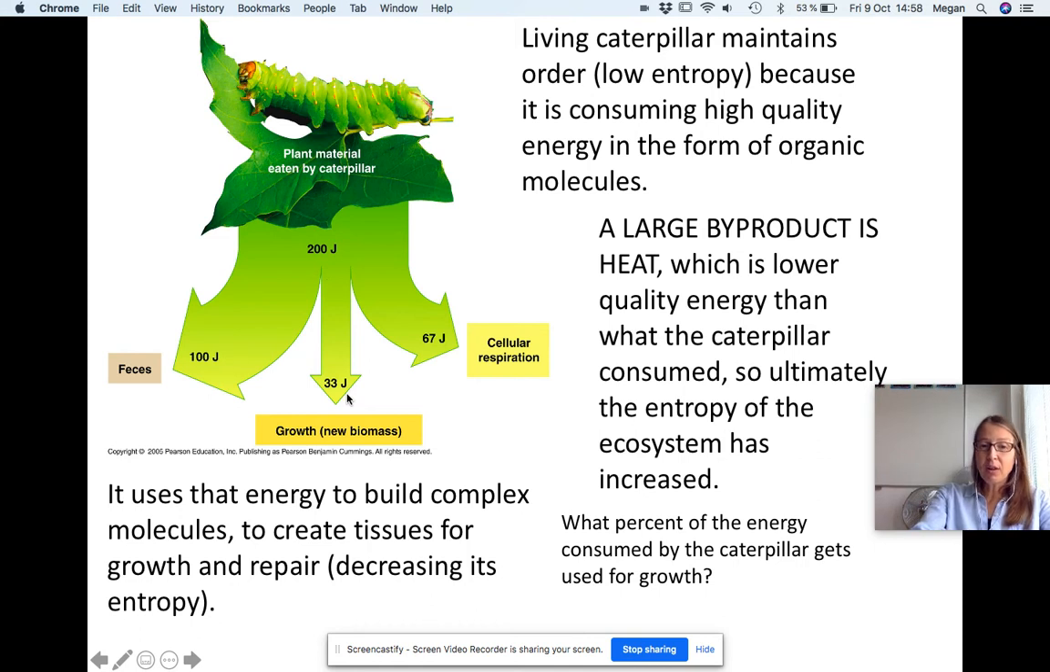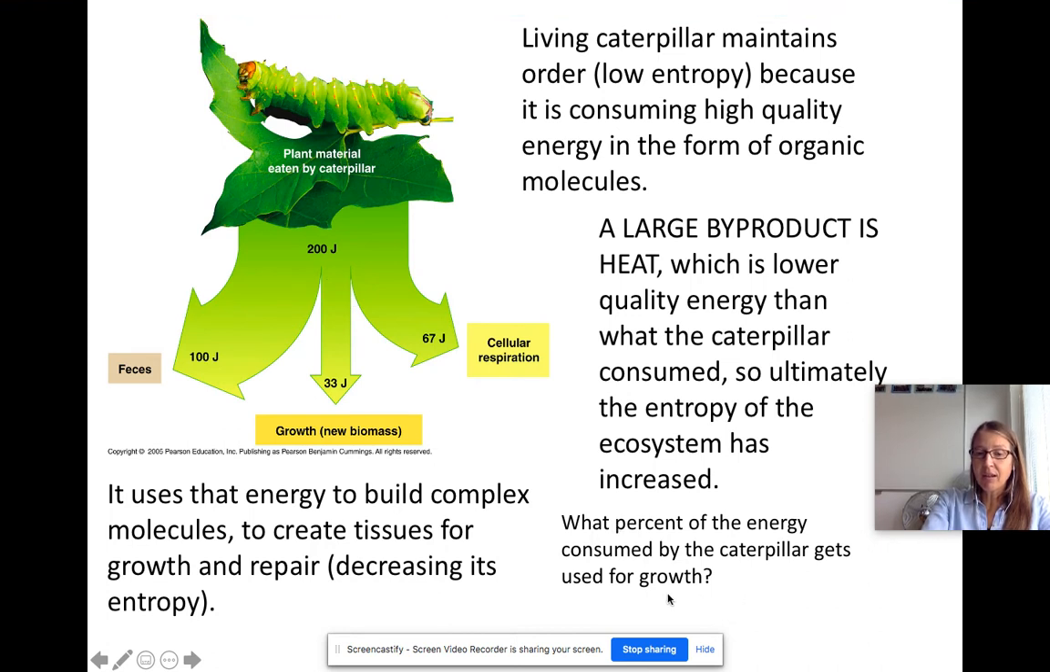So we've got 33 joules that they've used, right, out of a 200 total that they ate, and that's going to give us the efficiency. So we've got 33 divided by 200 gives us 16.5%. I multiplied it by 100 to get the percentage. So 16.5% of what it ate is the actual efficiency of turning it into biomass.